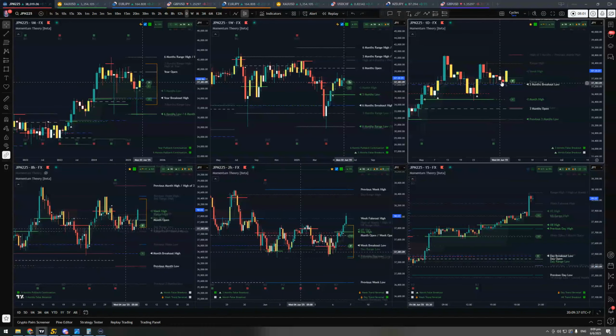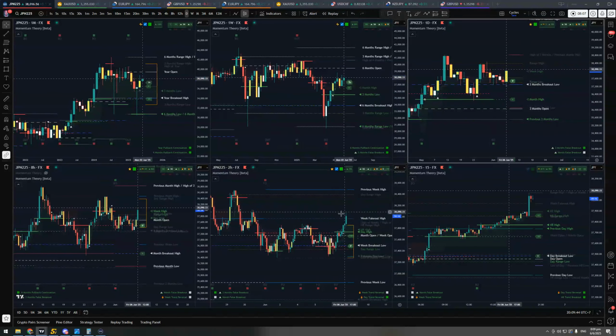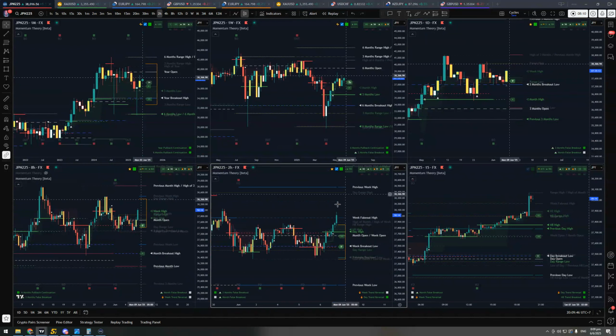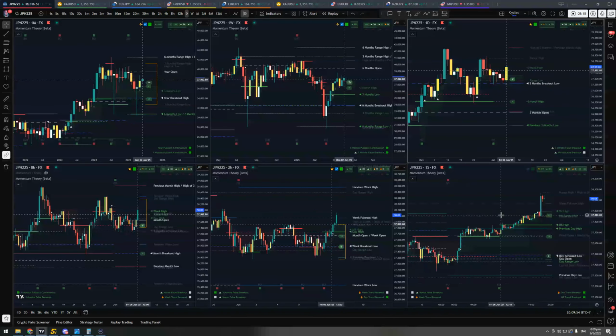We faked out that low, and now I'm expecting price to get back up to this range high. Higher time frames are bullish, so I'd rather be buying. So I do like this move. Don't know if I'll get the pullback today, but for sure I'll be looking for a pullback on Monday to continue the daily move.